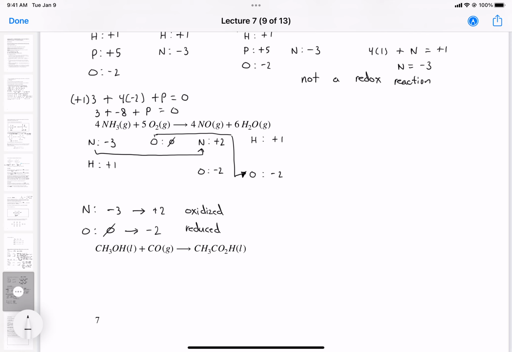And you could kind of tell right away if you react anything with just molecular oxygen, that's a combustion, and all combustion reactions are redox reactions. They should never be anything else but redox reactions. So this is a redox reaction.